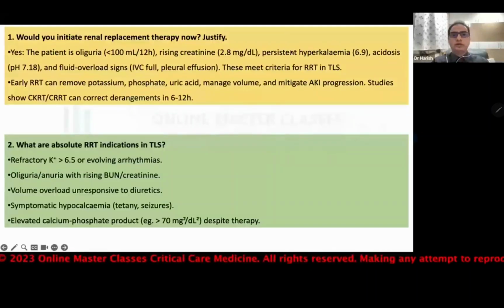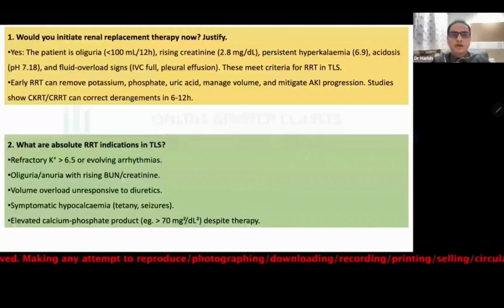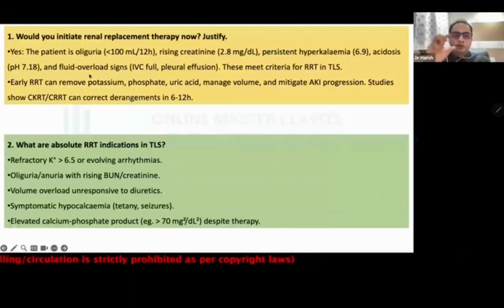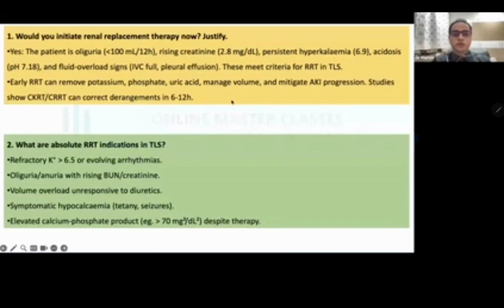So would you initiate renal replacement therapy at this level? Justify your answer. Yes. The patient is oliguric, with urine output less than 100 ml in the last 12 hours, rise in creatinine to 2.8, persistent hyperkalemia with potassium 6.9, acidosis with pH of 7.18, and fluid overload signs: IVC is full, pleural effusion. These meet the criteria for renal replacement therapy in tumor lysis syndrome. Early RRT can remove potassium, phosphate, and uric acid, manage the volume status, avoid hypervolemia, and it may mitigate further progression of the acute kidney injury.